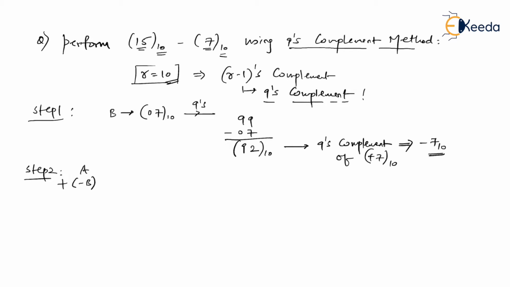Sorry, not 2's complement, but here it is 9's complement of b. So when a is added with 9's complement of b, it is as good as added with minus b, and of course it is going to subtract only, but for that I'm going to use the adder, right?